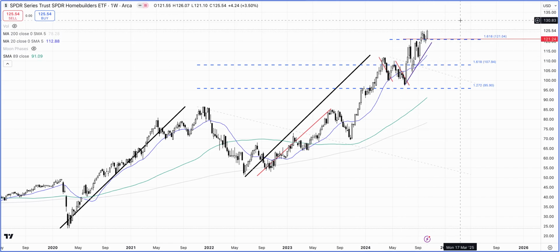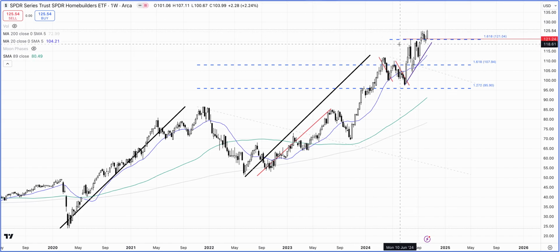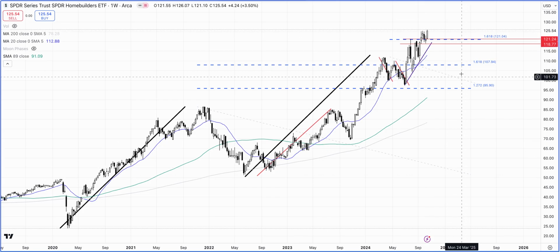Looks like it wants to go and tag 130, but the situation will begin to change if it begins to take this 118 out to the downside. Then I think it can pull back quite a bit actually.